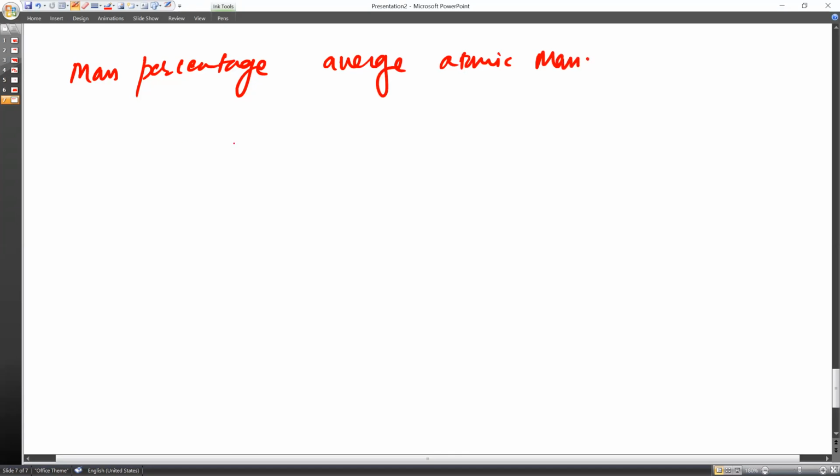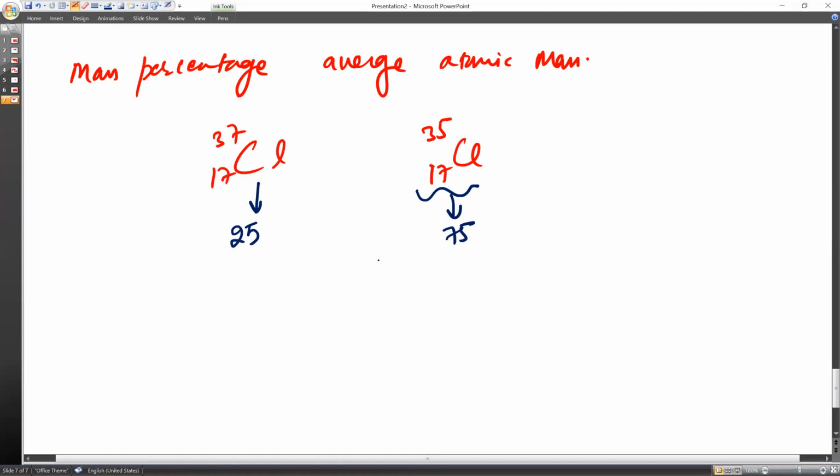For example, you know that chlorine exists in two isotopes. One is chlorine-17 with mass 37, and another is chlorine-17 with mass 35. This one with 37 mass is present in 25% in nature, and this one with 35 mass is present in 75% in nature. So what should be the average atomic mass of this one?